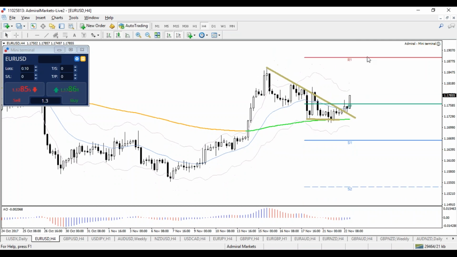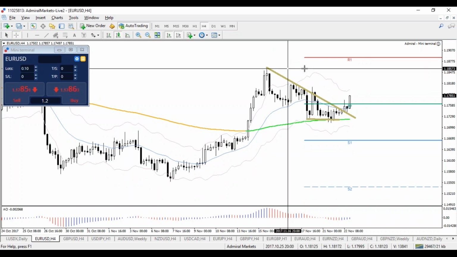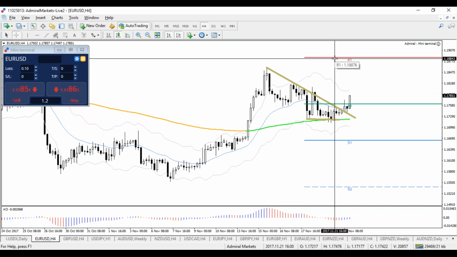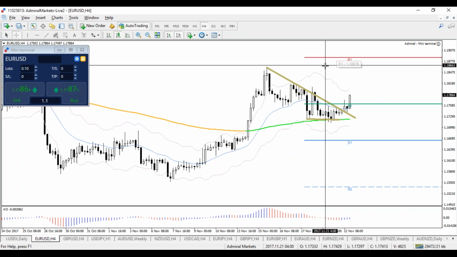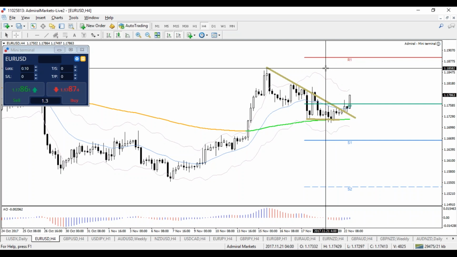let me say what my target is. My target is 119.25, but there is an R1 here at around 118.80. So I think anywhere around 118.70 up to 119.25 could be an area to think about.